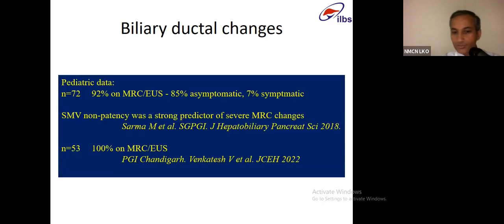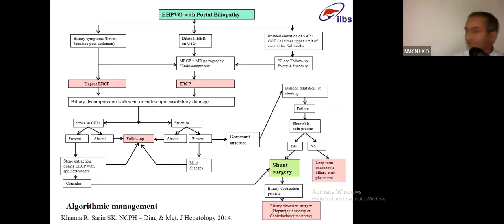These are two studies, one from SGPGI, where 92% of patients had portal biliopathy on the basis of MRCP and endoscopic ultrasound. Another study from PGI Chandigarh again showed 100% presence of portal biliopathy changes on MRCP and endoscopic ultrasound. And from SGPGI, it was shown that SMV non-patency was a strong predictor of the severity of the MRCP changes. So this is the approach.